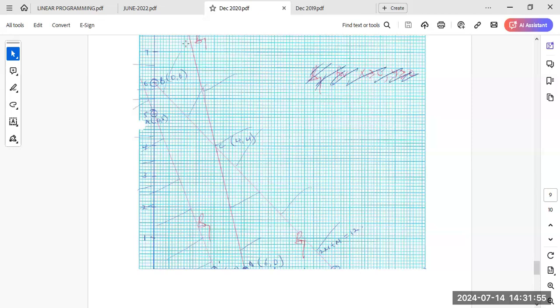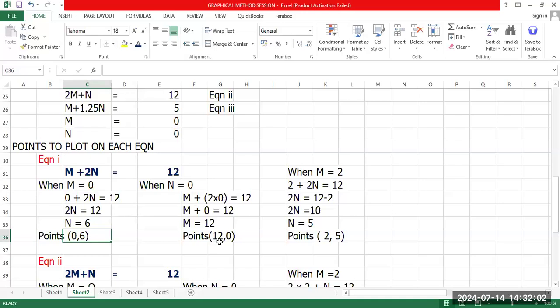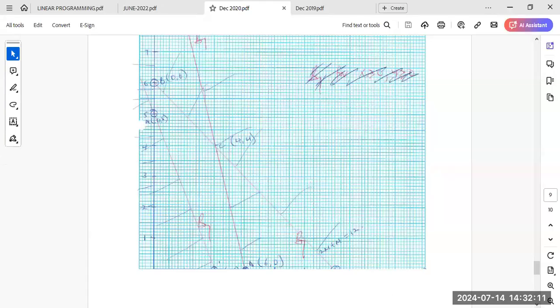Next. The next point is what? You can tell me. Next is 12 and what? 0. So 12 is on the x-axis, so 12 must be somewhere down here. Here. So 12 is here, 0 is here, because where you find y equal to 0 is on this horizontal axis. So I put a plus here.